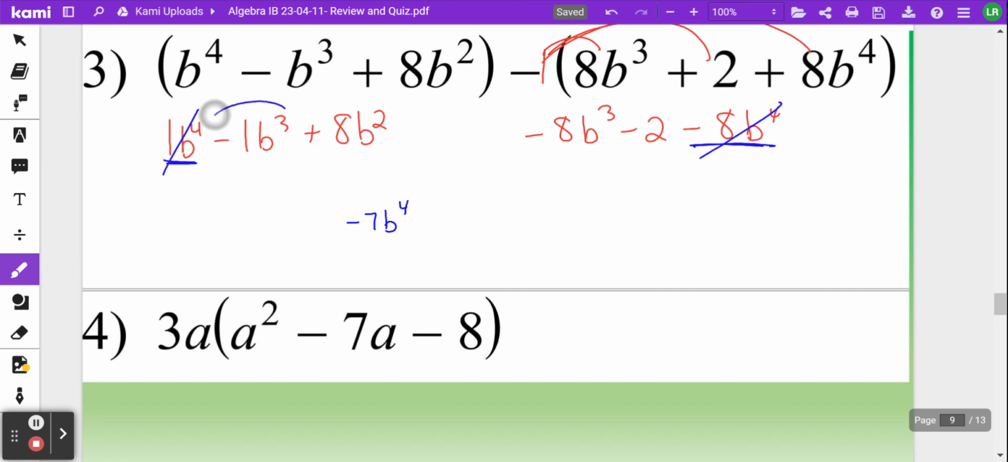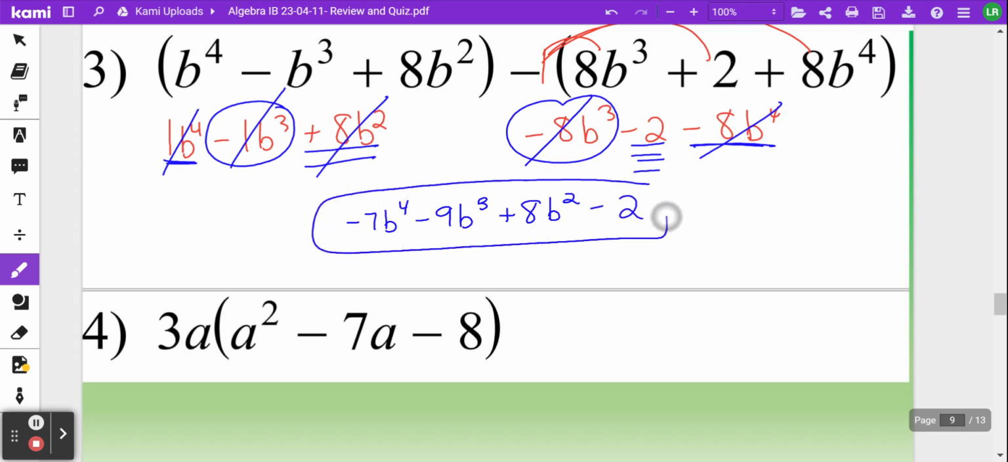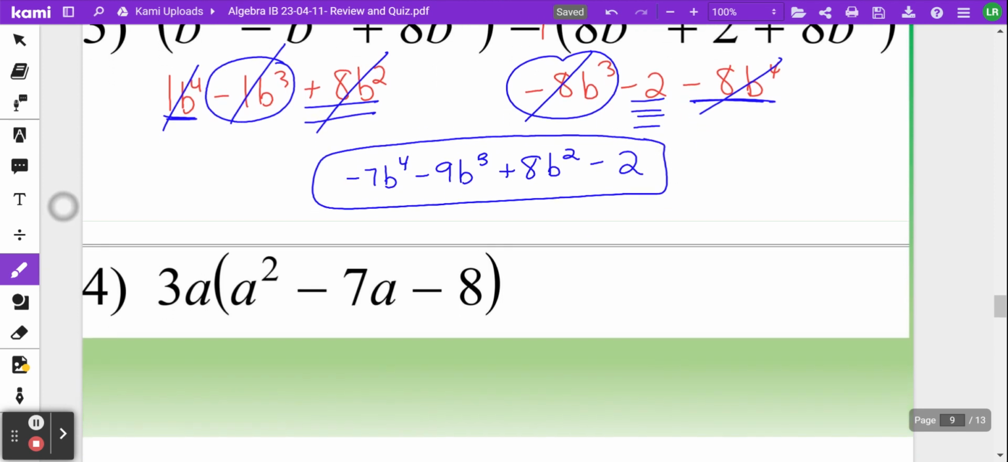My b to the thirds, I have a negative 1 and a negative 8. So when I add those, I would get negative 9, b to the third. Now, that is the only b squared, so I write it down. And that is the only constant, so I just write it down. Don't forget about that minus 2. It seems to get forgotten pretty often. Number 4, we are just distributing.